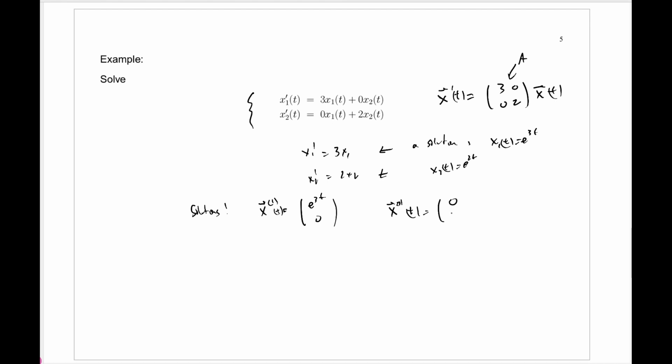Now if we take a second solution, x2, this different vector function, which is just the zero function for my x1 and e to the 2t for my x2, you can see immediately the zero function certainly satisfies that first equation, and e to the 2t certainly satisfies that second equation. And here I have two different vector functions which are solutions to this system. My claim is these are independent.